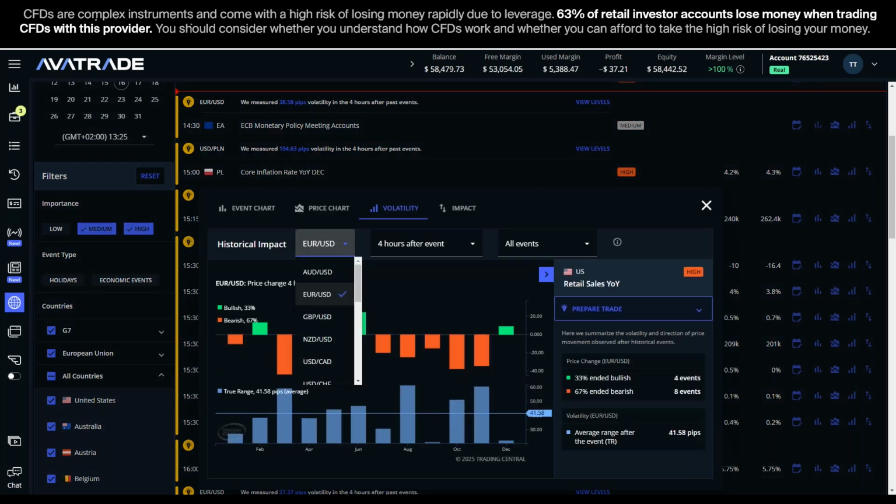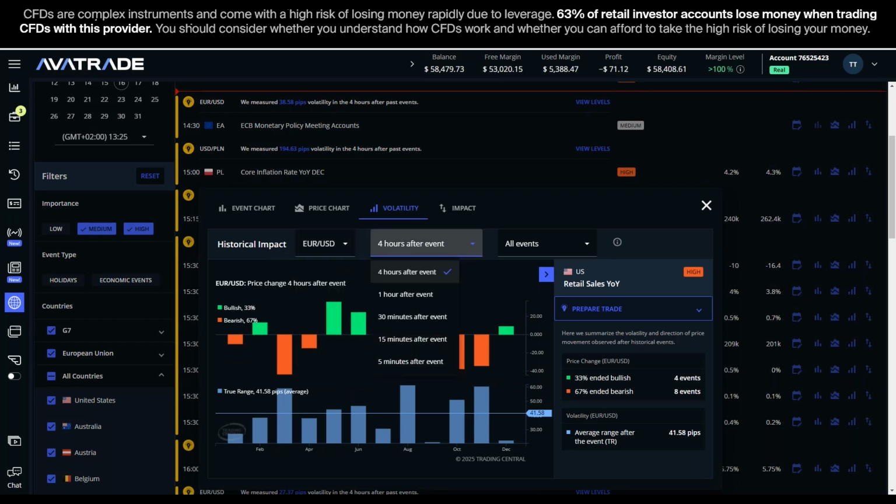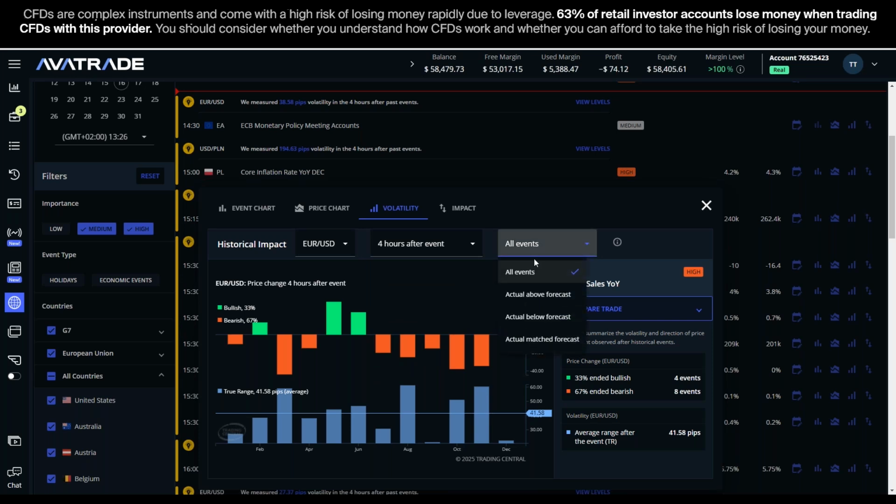And we can use any currency pairing with the USD in this case that we want. You can look at different time frames. I'll leave it on 4 hours after the event. If this comes in with retail sales below expectation, let's say they come in lower than expected, like some of this data yesterday and the day before out of the US.